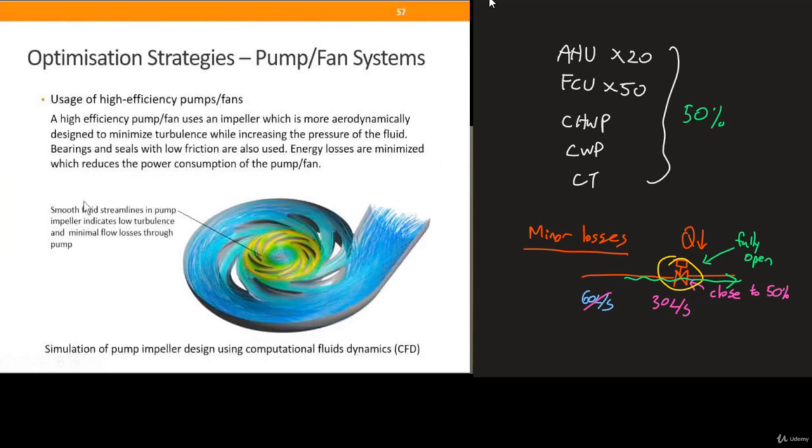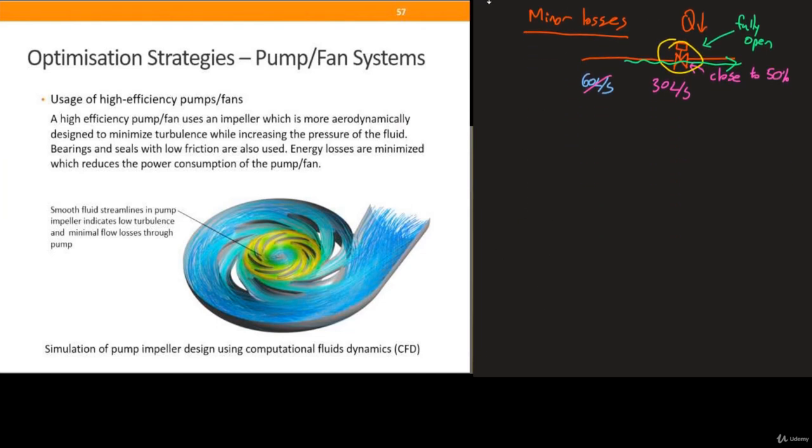Then the third method of trying to optimize the pump and fan is using a high efficiency pump. That means you have to choose an impeller that's able to generate the flow with a better fluid. So all this depends on the type of equipment that you select.